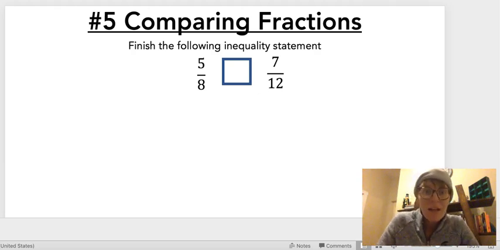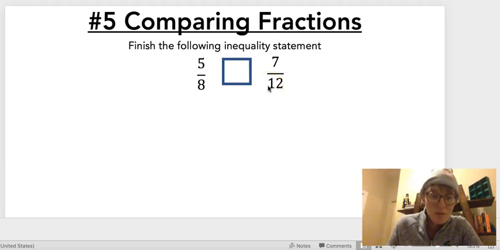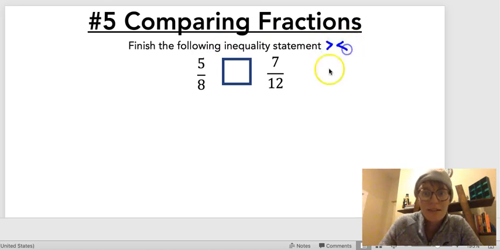Let's check this out. We are going to compare 5/8 to 7/12. We're going to do this with an inequality statement. Inequality just means that it's unequal. So it's not saying that these two things equal each other. So my inequality signs are either greater than or less than. So I want to figure out which one of these two I'm going to use to compare these two fractions.